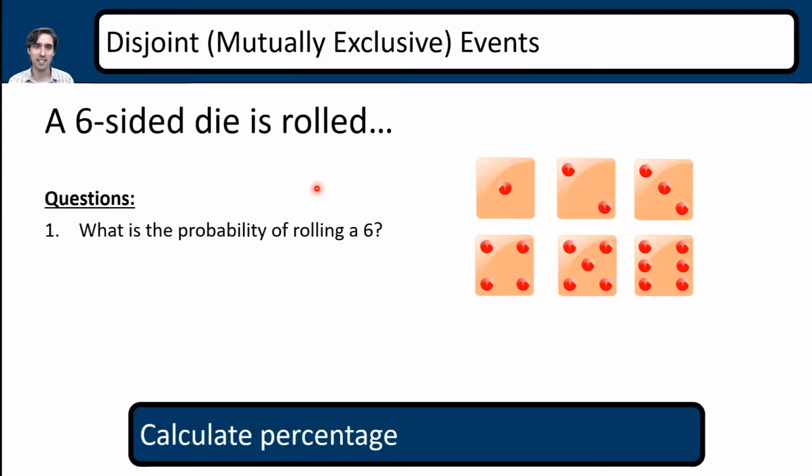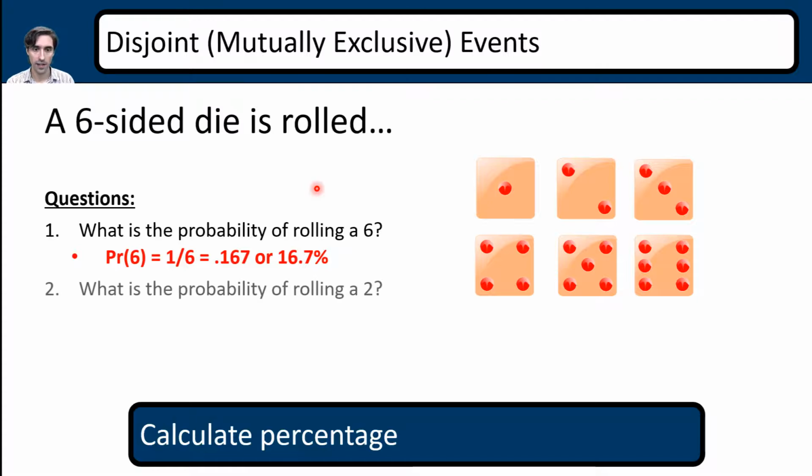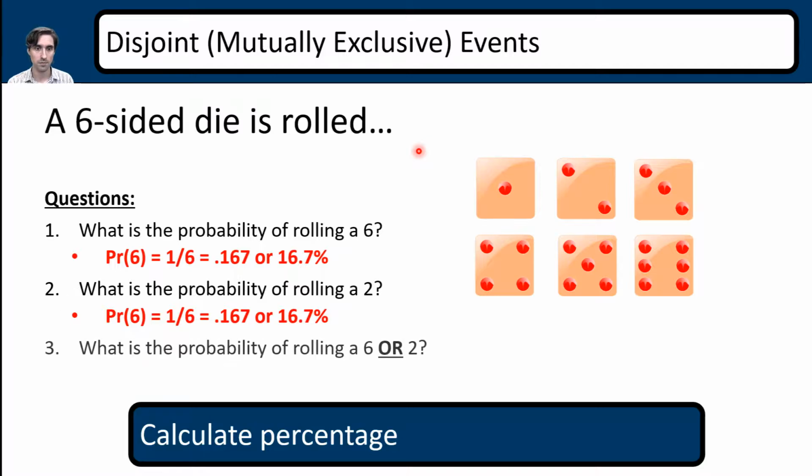Let's look at a 6-sided die. A die is rolled. What is the probability of rolling a 6? I've already gone through this. It is 0.167. We're rounding up right at the top there. Okay, what's the probability of rolling a 2? Same exact thing. Nothing has really changed, just the number that we were actually hoping to potentially roll. What is the probability of rolling a 6 or a 2?